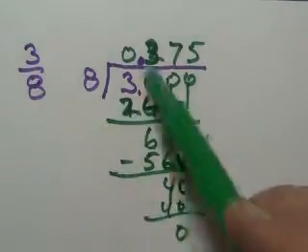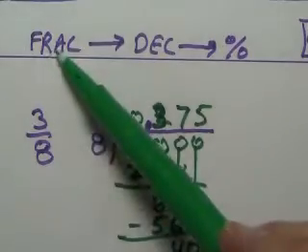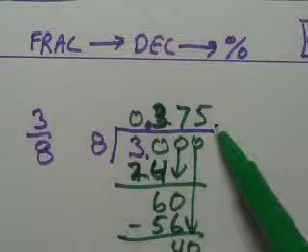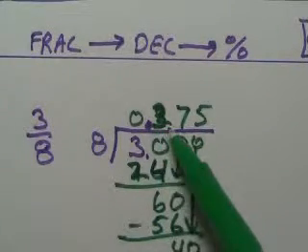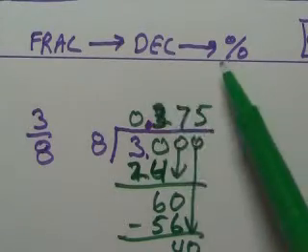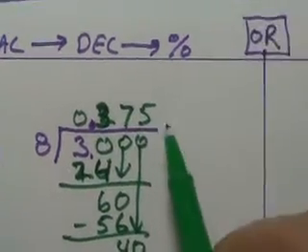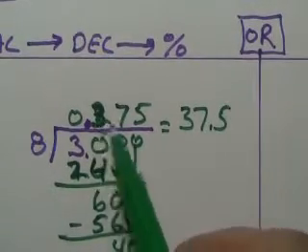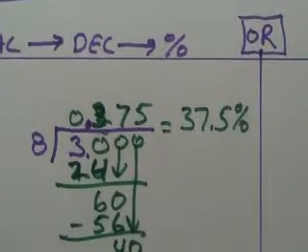I changed my fraction into a decimal. And that's what I do. Change a fraction into a decimal and then into a percent. How do you make a decimal into a percent? You move the decimal point over 2 spaces. Let's see, to the right, right? D to P is to the right. So I go over 2 spaces. My answer is 37. See, I move over 1, 2, 37.5%.